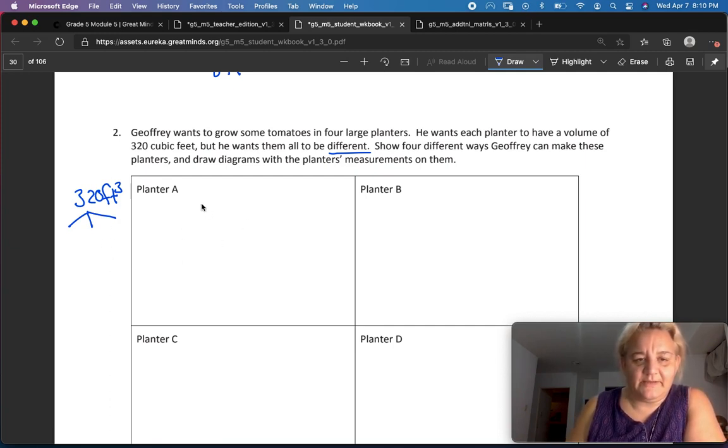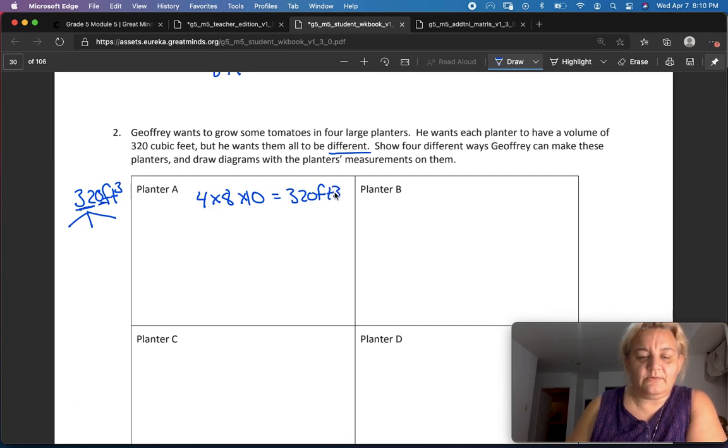All right, well, we've got a 32 here. So what makes 32? 4 times 8, right? 4 times 8, and then we add the 0 on it, times 10. Would that give us 320? 4 times, oh, I'm sorry, that's a 10. 4 times 8 is 32, times 10 would equal 320. So, let's see. If I can make a box that is 4 by 8 by 10.